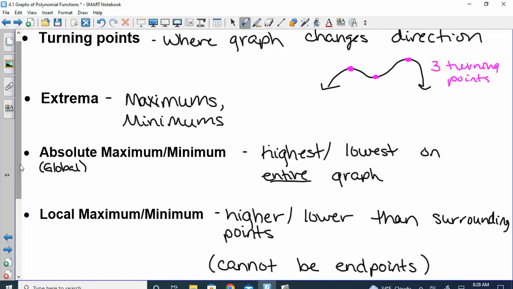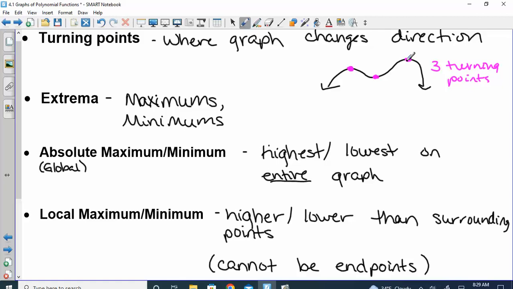So let's just look for a second at this graph I drew. Does it have an absolute max, highest point on the entire graph? Yeah, right here, that would be the absolute max. Does it have an absolute min? No, because these ends keep going down, so there is no lowest on the entire graph.